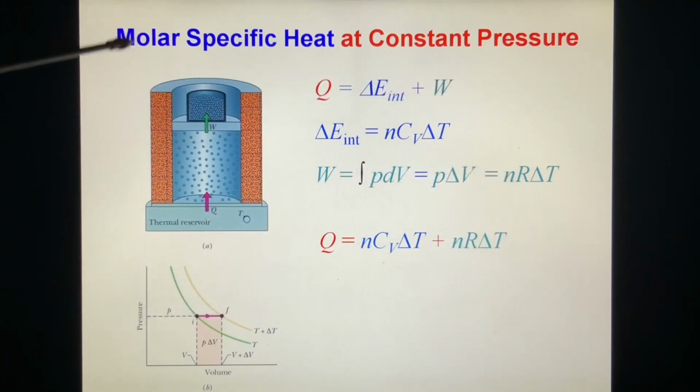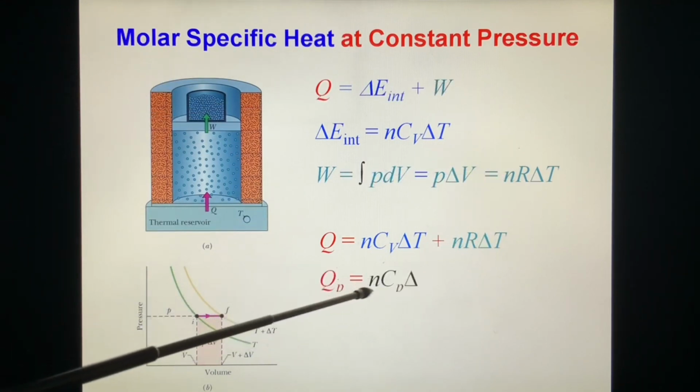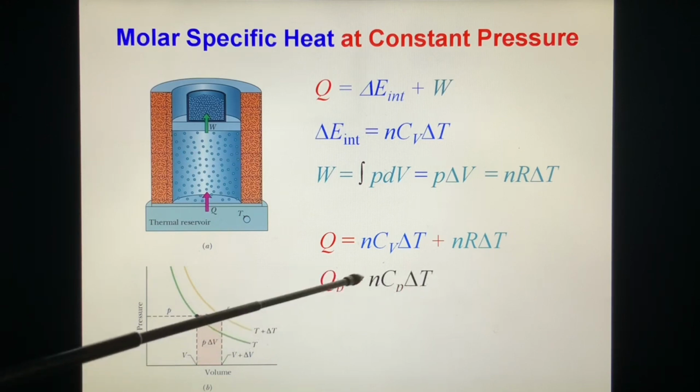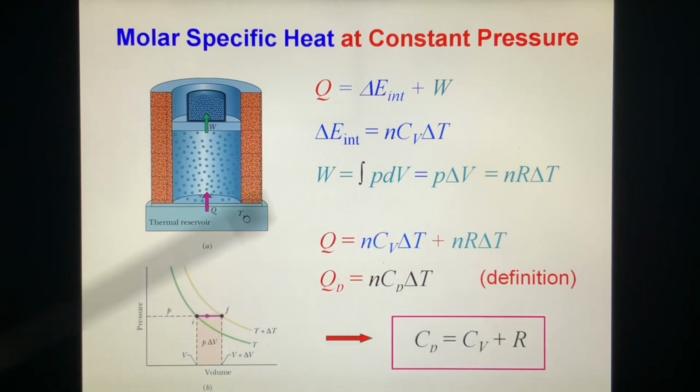By the definition of heat capacity, Q_P equals n C_P delta T. We compare these two and we get C_P equal to C_V plus R. This relationship is very important. It does not depend on anything else, just a relationship between C_V and C_P. C_P is always larger than C_V.